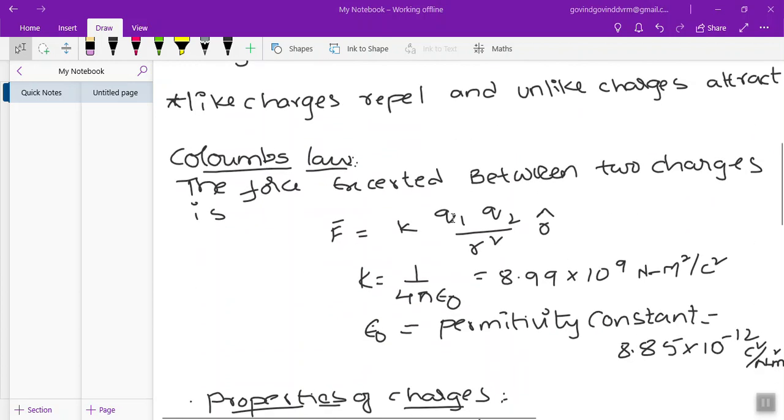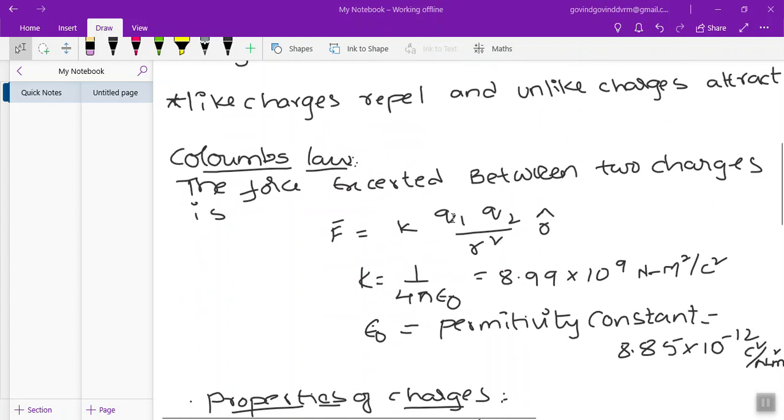Okay, next thing about charges, the most important and powerful thing, is the law related to the force between two charges, which was given by Coulomb and is known as Coulomb's law. It states that the force exerted between two charges placed at a distance r between them is F equal to k q1 q2 by r square into r cap, where r is a vector along the line joining the two charges.